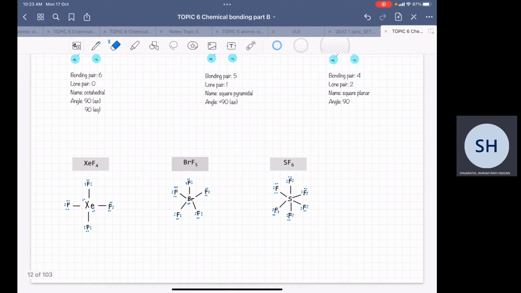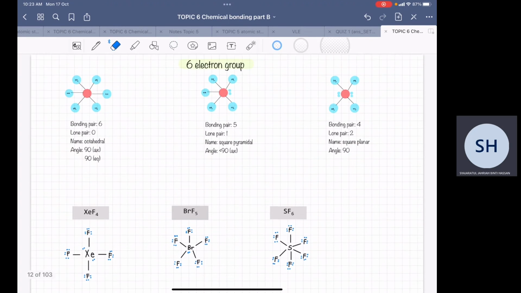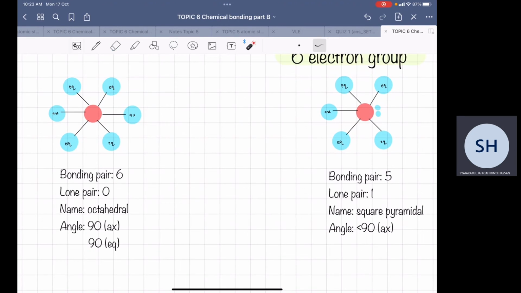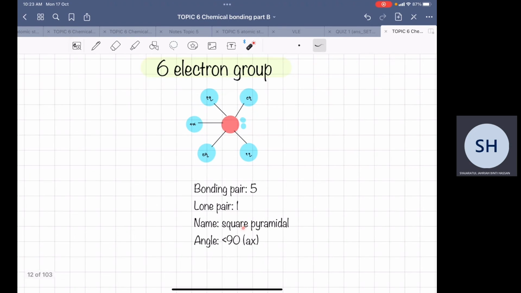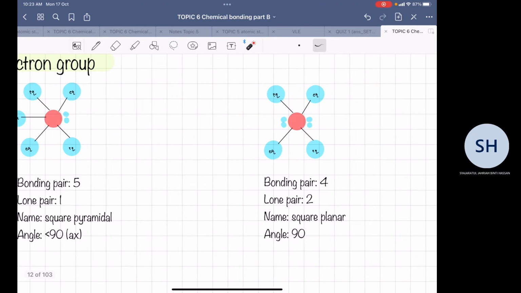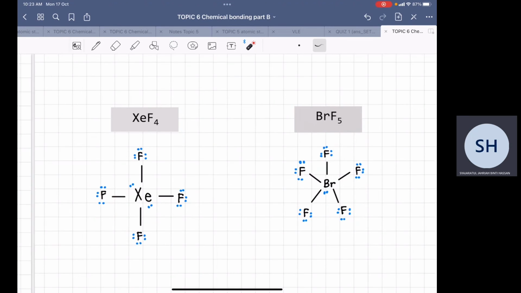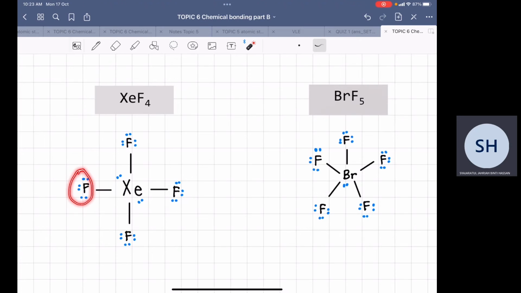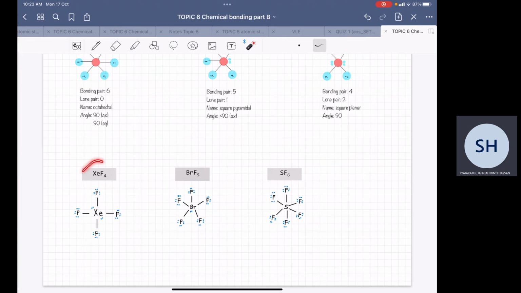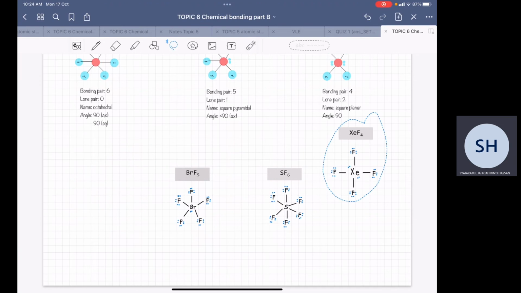Right, moving on to 6 electron groups. Six electron groups consist of octahedral, square pyramidal, which is a pyramid with a square base, and then we have square planar. When we look at the Lewis structure, you identify the pairs: 4 bonding pairs and 2 lone pairs. So the shape should be square planar. So here is square planar.